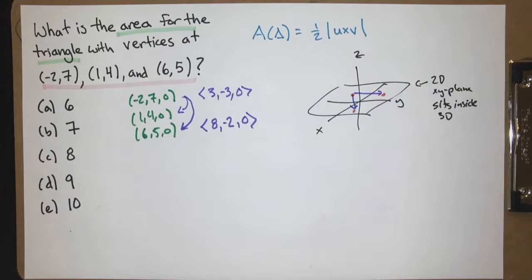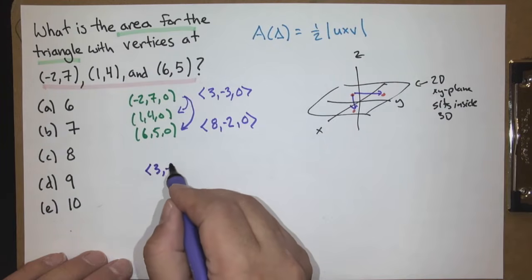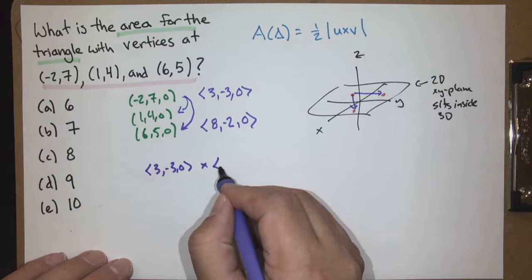Now, I should pause and say, you might ask a question: does it matter which vertex I pick to be the important vertex? For the final answer, it won't matter. For the intermediate work, it might look different, but it won't necessarily make it easier or harder. So don't overthink it. Just pick a vertex and go with it. It also doesn't matter which one is u and which one is v. So we'll take the cross product, 3, negative 3, 0, cross 8, negative 2, 0.